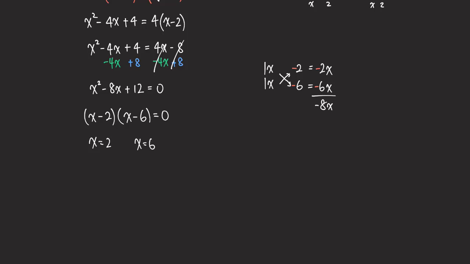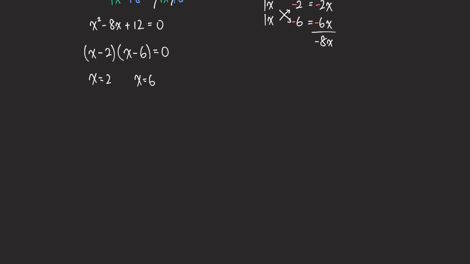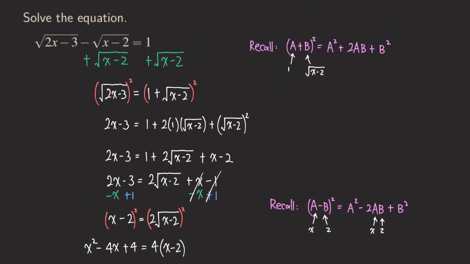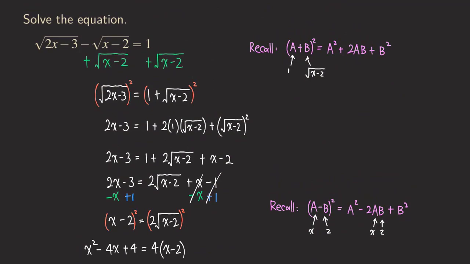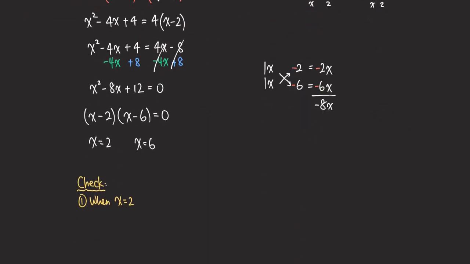We still need to check by plugging them back into the original equation. So we are going to do the checking over here. We cannot really just say that those are the solutions; we need to do the checking. The first one is when x is equal to 2. So let's do the checking over here. We can write down the equation: the square root of 2x minus 3, and then the square root of x minus 2.